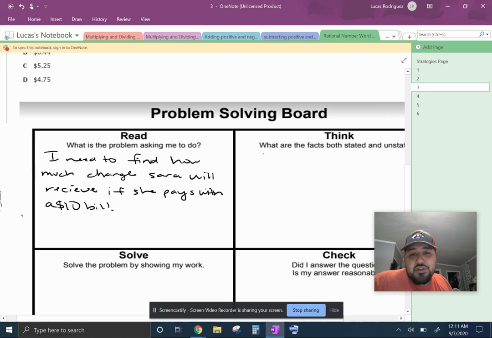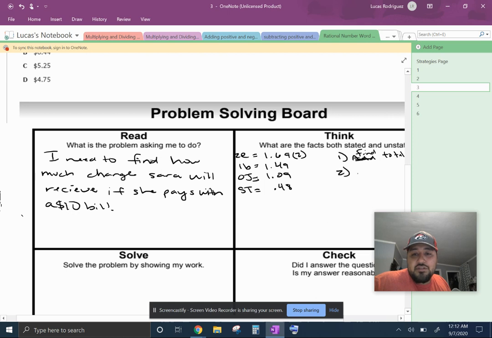So what are the facts, both stated and unstated? Well, for the eggs, she has $1.69 times 2 because she bought 2 eggs. She bought 1 piece of bacon, which is $1.49, and then she has some OJ, which is $1.09, and then she has sales tax, which is 48 cents. So the first thing I'm going to do is add. So I'm going to find the total.